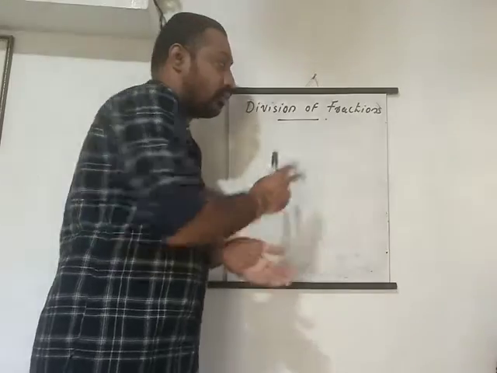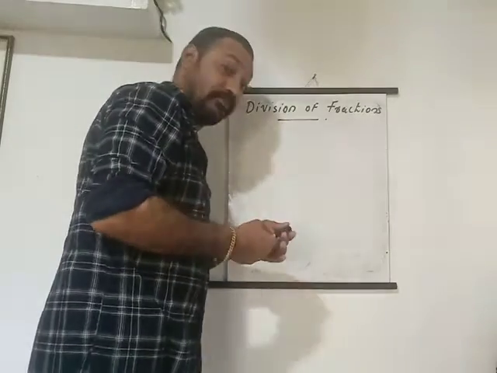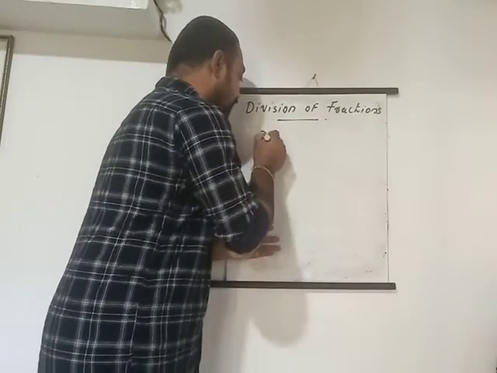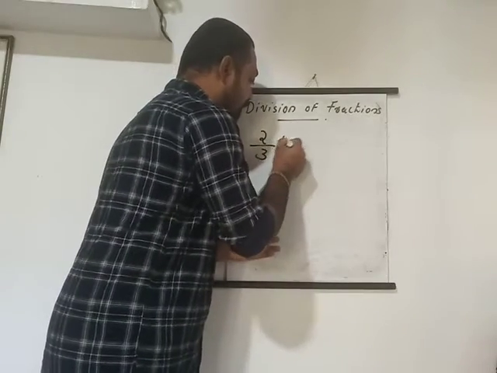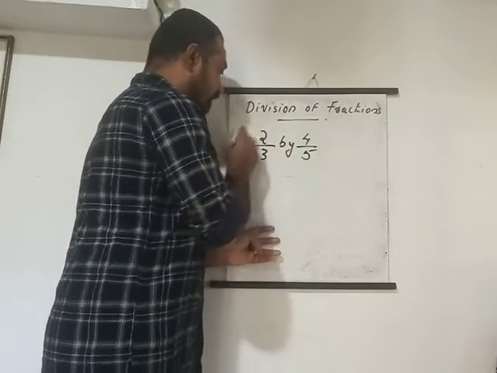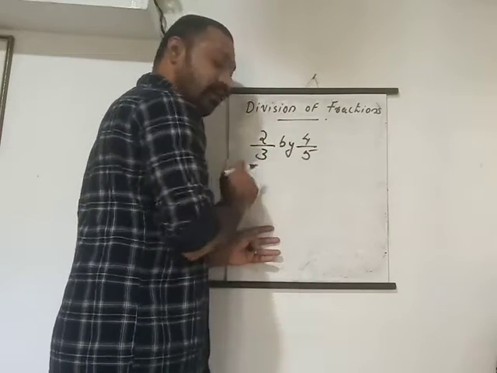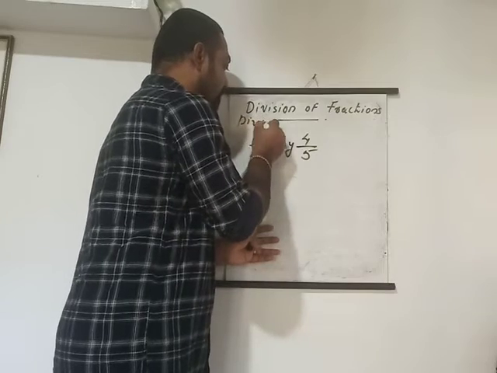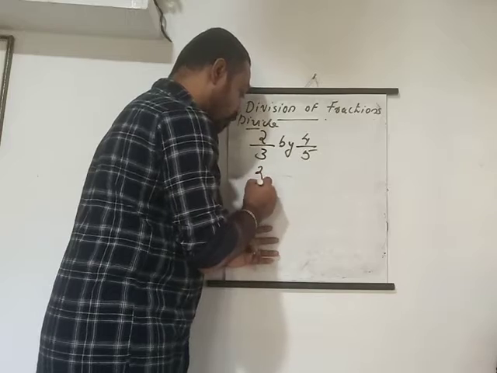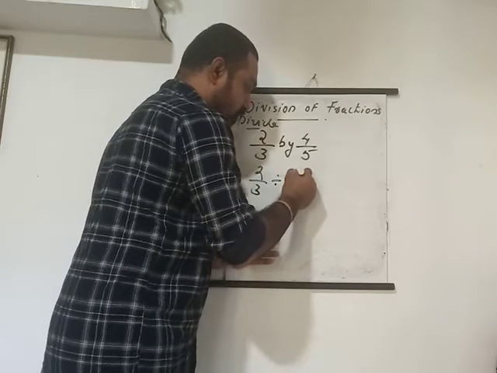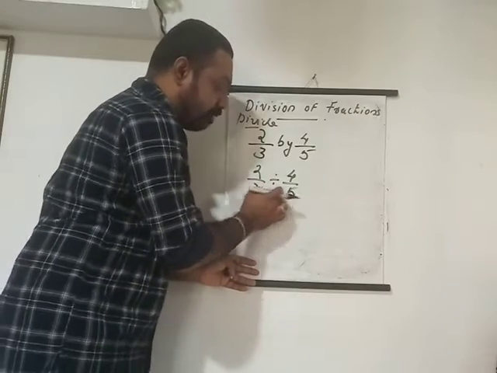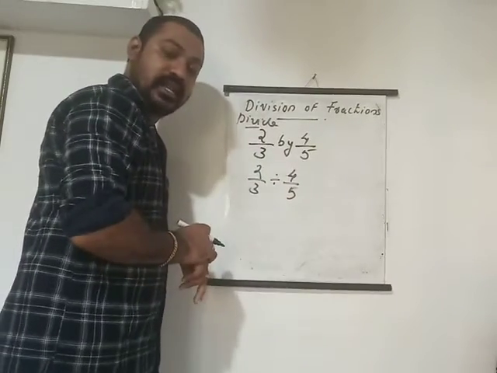Before we go for the division, we need to know one very important term. For example, we need to divide 2 by 3 by 4 by 5. Understand? The question is to divide 2 by 3 by 4 by 5. Then how will we write it? 2 by 3 divided by 4 by 5. We will write it this way, isn't it?